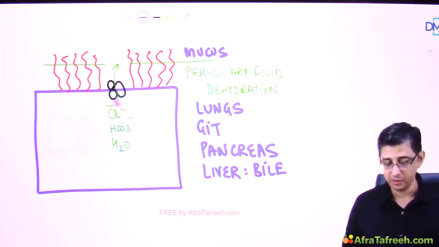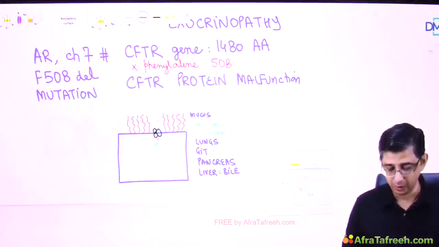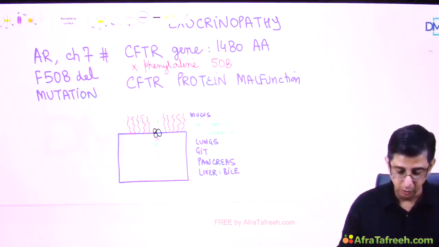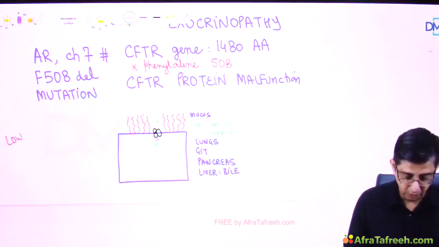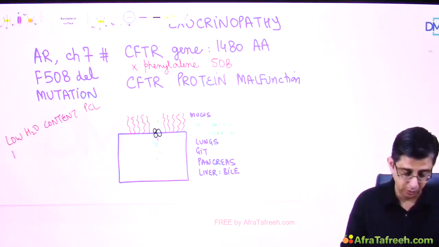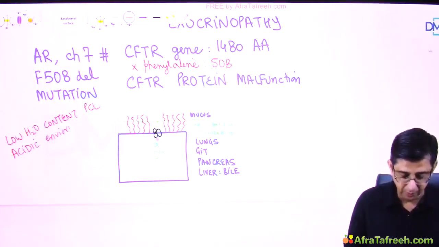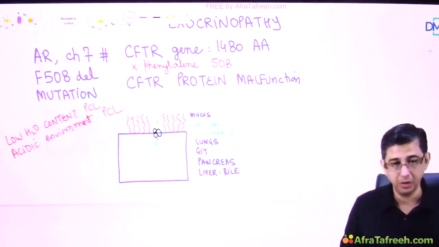So let's go step by step and understand what is actually going on due to this cystic fibrosis protein malfunction. As I said, the root of the evil in this particular condition will be, one, that there is a low water content of the PCL, that is the periciliary fluid. Second, because bicarbonate is also not able to go out, he also says in the textbook, acidic environment of the periciliary fluid. I repeat my statement again.